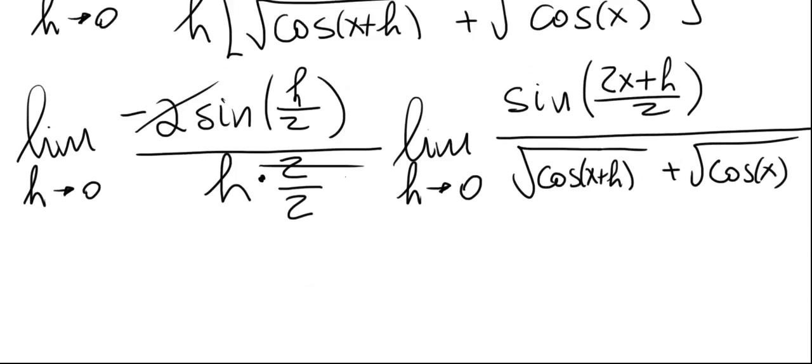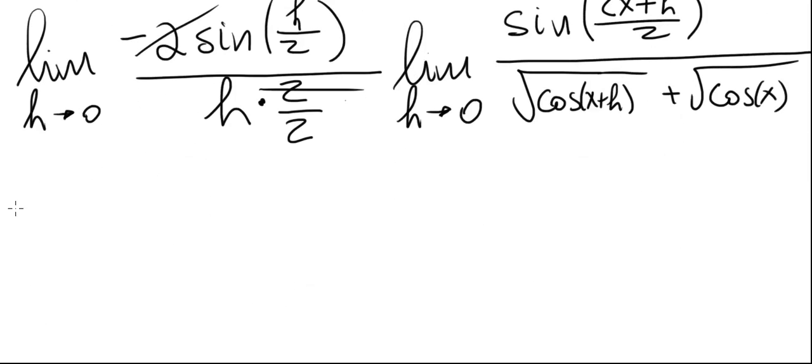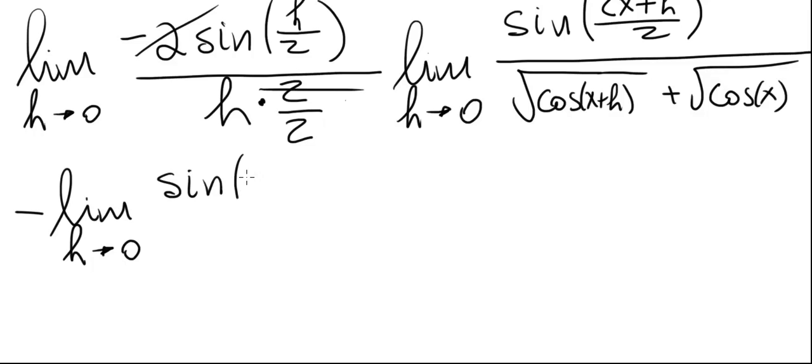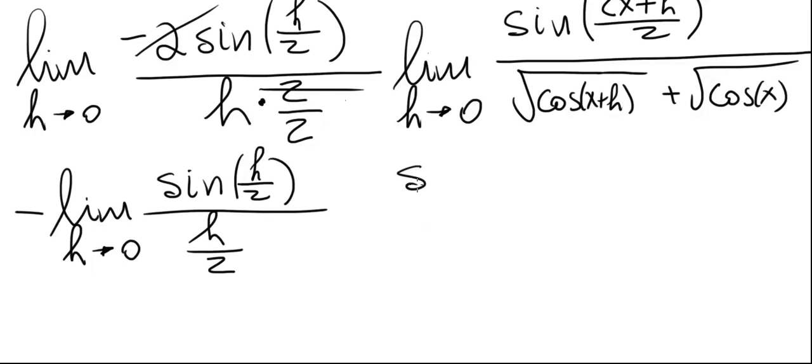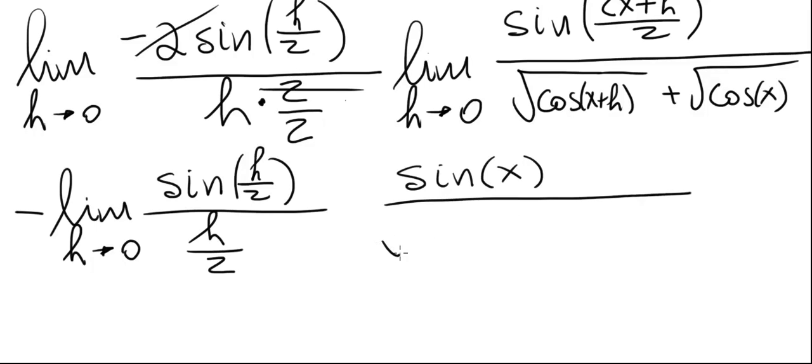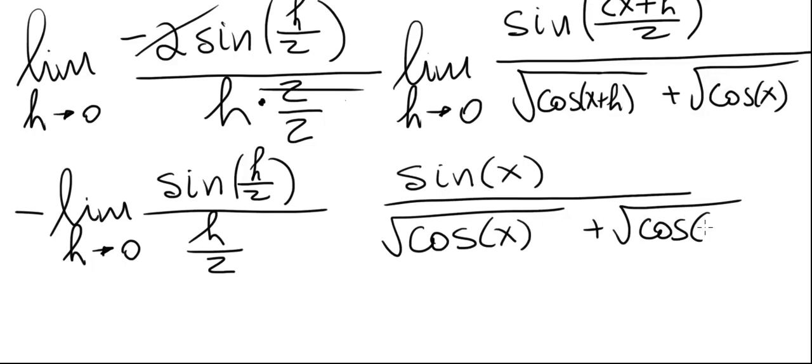The minus sign can be filtered in front of the limit. So this is minus the limit as h approaches 0 of sine of h over 2 divided by h over 2, and we can now evaluate the second limit. As h goes to 0 inside the sine, we have 2x over 2, which is x, so that's sine of x. And the denominator is the square root of cosine of x plus the square root of cosine of x.